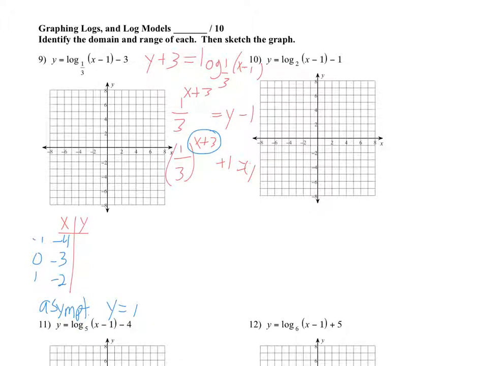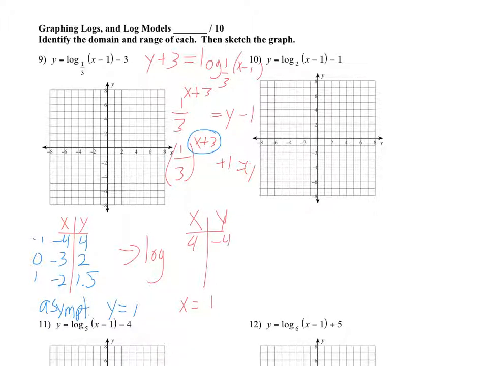When I plug those in, we get 1/3 to the negative 1, which is 3, plus 1 is 4. So negative 4 is our first exponential point. 1/3 to the 0 is 1, plus 1 is 2. And 1/3 to the 1 is going to be 1/3, plus 1 is going to be 1.3 repeating. Okay, I'm going to convert this to my log table by switching my x and y's. My asymptote is x equals 1.